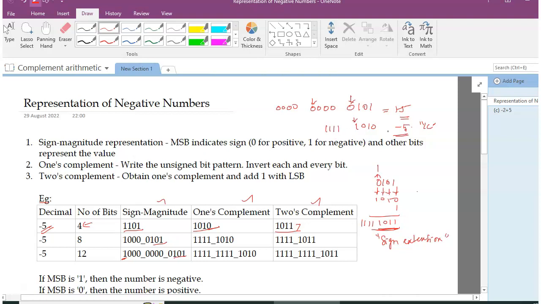Suppose you are asked to represent this in 12-bit format. You have the 4-bit format of minus 5, 1 0 1 0. Now 8 bits should be added. The 8 bits should be the sign. The sign is 1, so 8 ones should be included, so that the value will be preserved. So if the sign is 0, 0 should be extended. If the sign is 1, 1 should be extended for the remaining bits. Of course, you can find the unsigned representation and then invert, you will get the same answer.